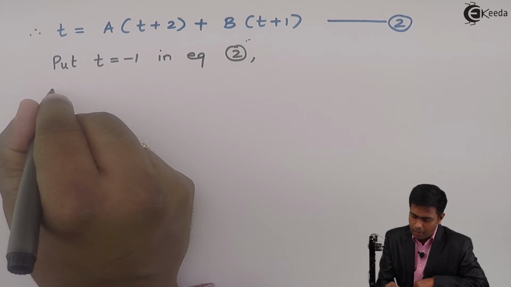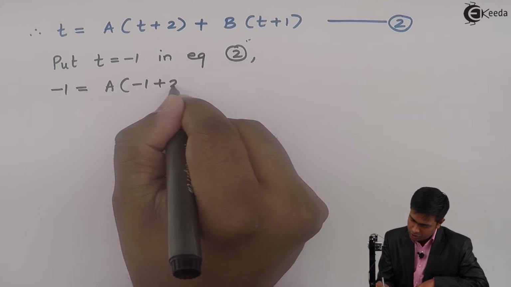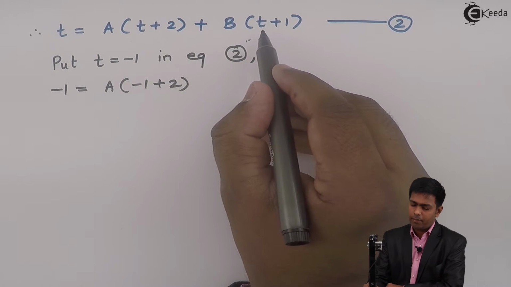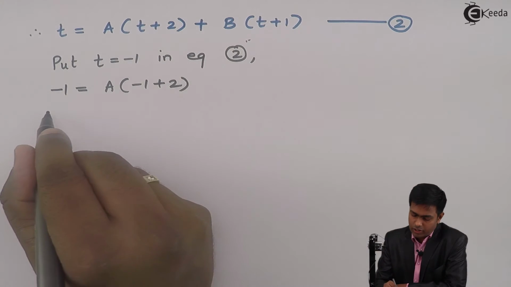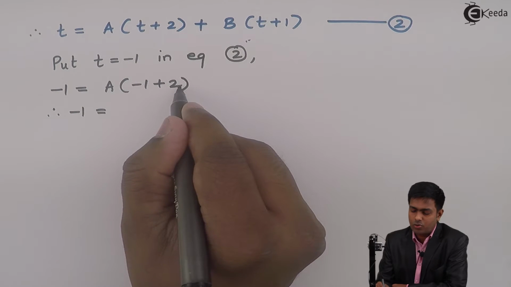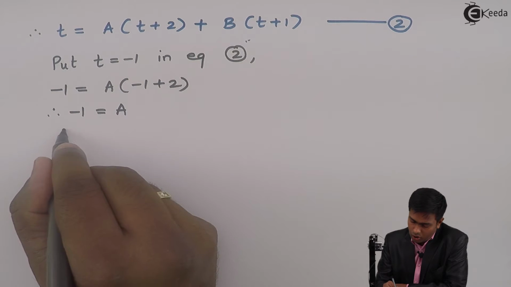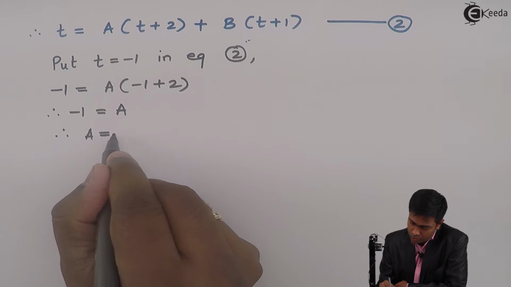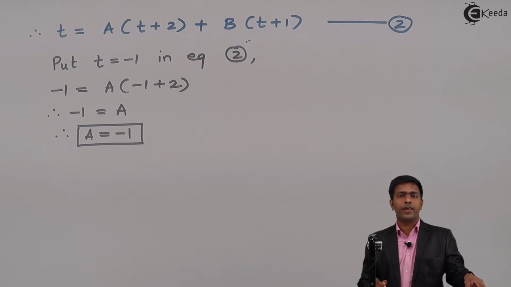So here we will get minus 1 equal to a into minus 1 plus 2, and if you observe here, minus 1 plus 1 is 0, so the b term becomes 0. Therefore minus 1 is equal to a into, minus 1 plus 2, that is 1. So a is equal to minus 1. So we got the value of a.